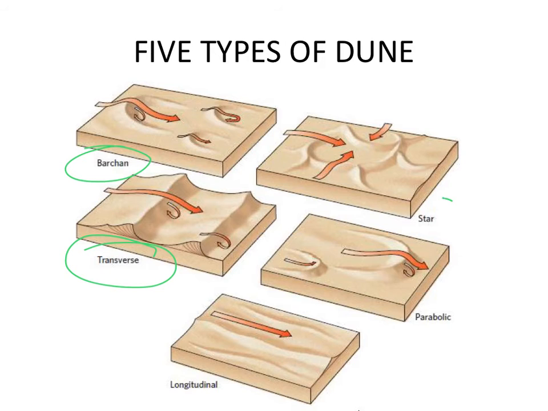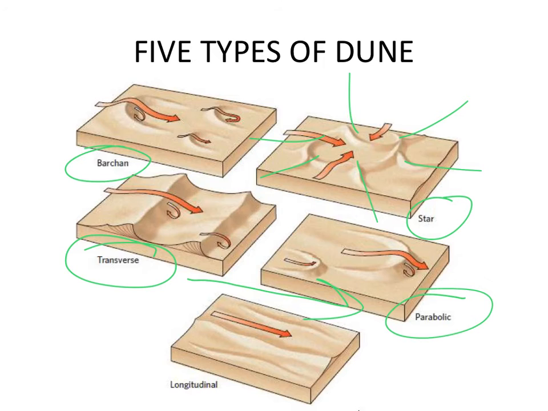Over here, the star pattern, as you see, you got the star. This is because you're going to have varying directions in the wind. Parabolic, as you're going to see in the notes, is actually when the wind pushes so hard that it breaks through the transverse. So a really strong wind, transverse, now becomes parabolic. And the last one down here is longitudinal. And longitudinal, long and parallel, remember math, parallel to the wind direction.